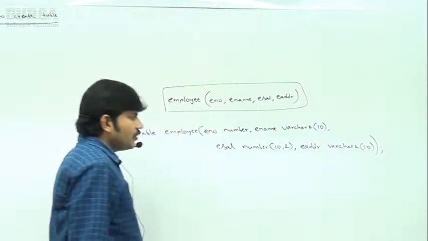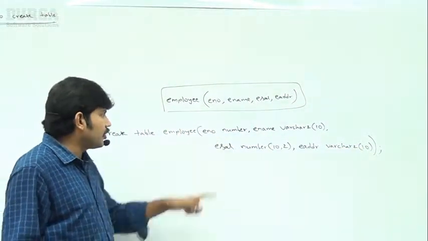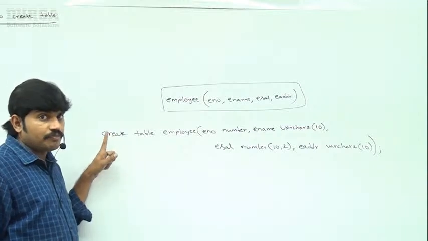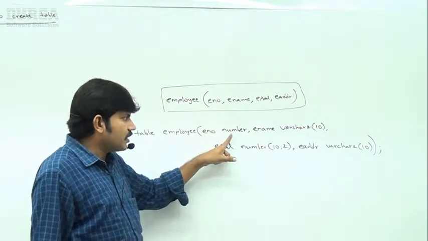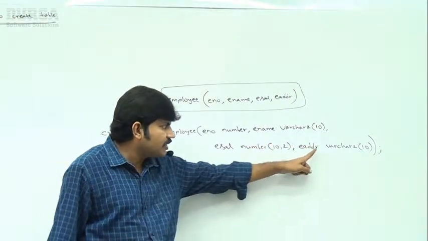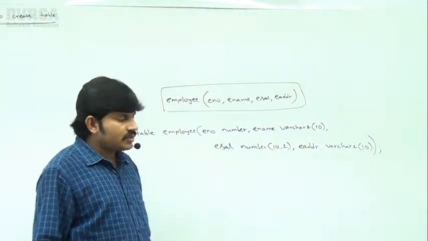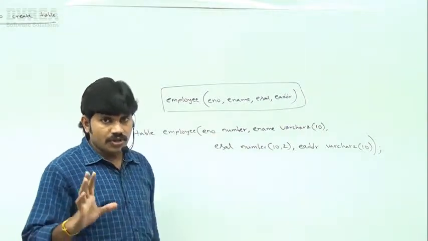That's all. If you want to create a table, you should be aware of the SQL query. The query is: create table employee, enum number type, ename varchar2, eSal number type, e-address varchar2. So this is the SQL query I want to use to create the table.